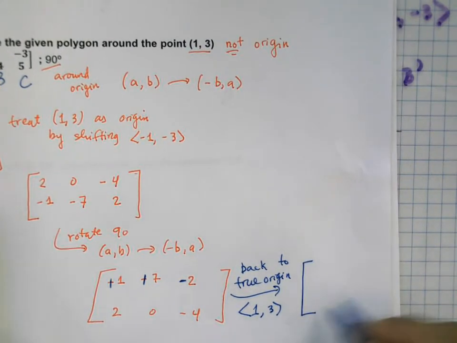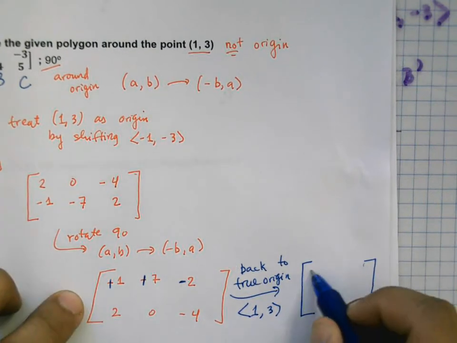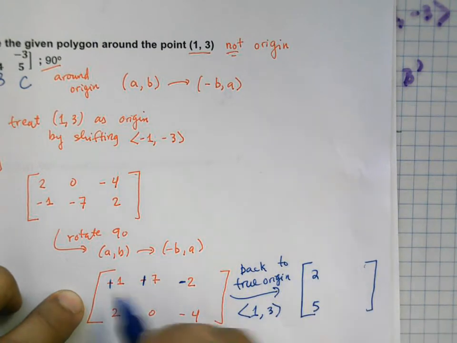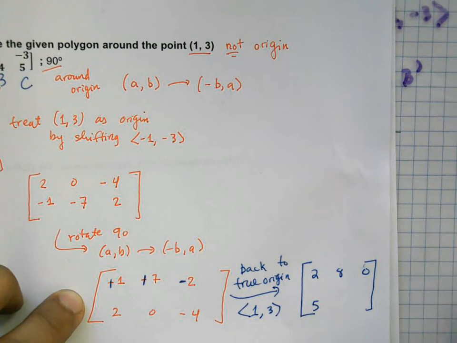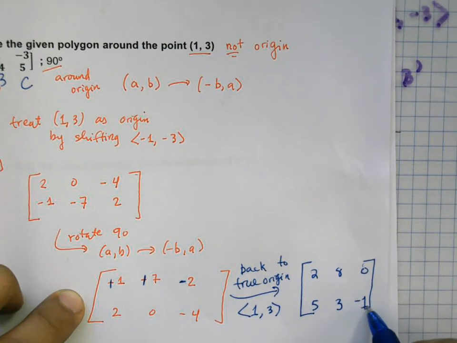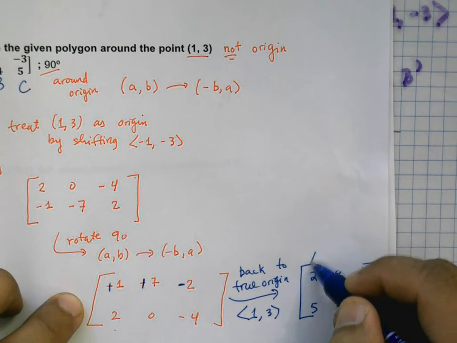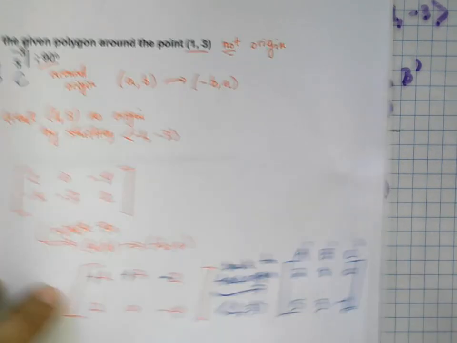And the final coordinates of this image is going to be, let's see, 2, 5. And I'm just adding 1 to all the top row. So 2, 8, 0. And then 5, 3, and -1. Adding 3 to all the ones on the bottom here. And this gives me my final image, which is A prime, B prime, C prime.